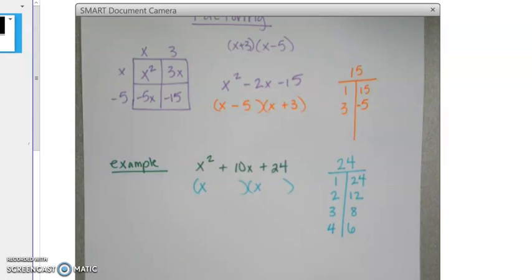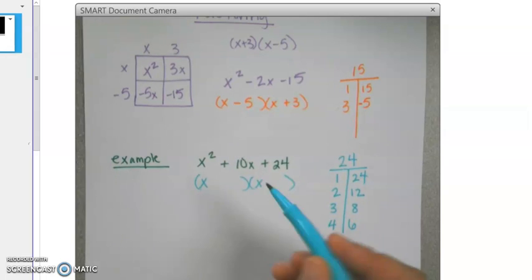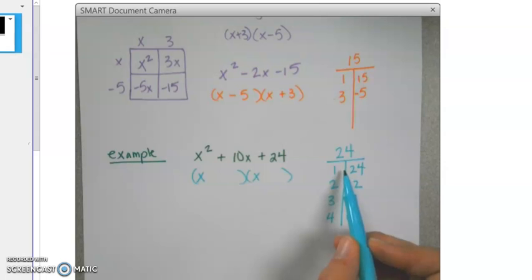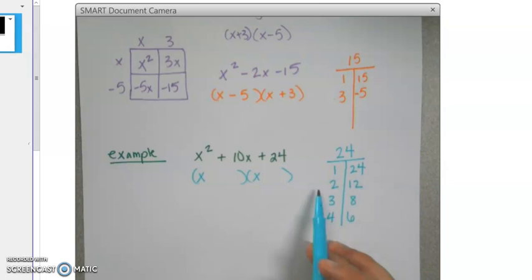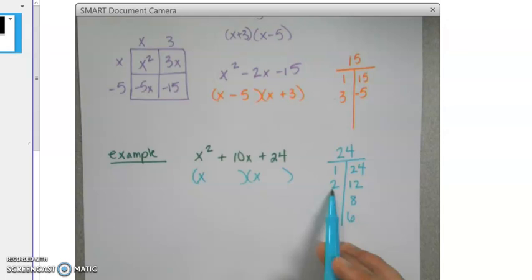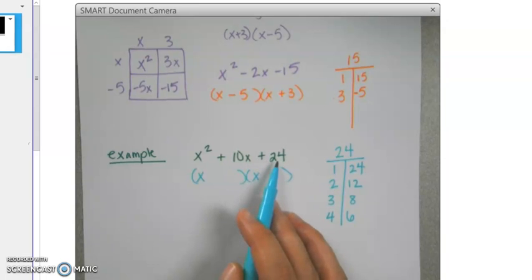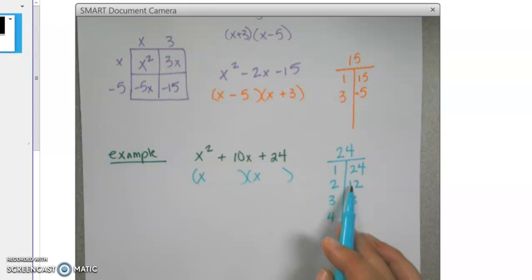So now I need to figure out which of these is going to make 10. Well, 1 and 24, they're not going to make 10. 2 and 12 could, if I do 12 minus 2, but that would mean that one of these would have to be negative. And here I have a positive 24, which means they're either both positive or both negative. So having one positive and one negative would not work.